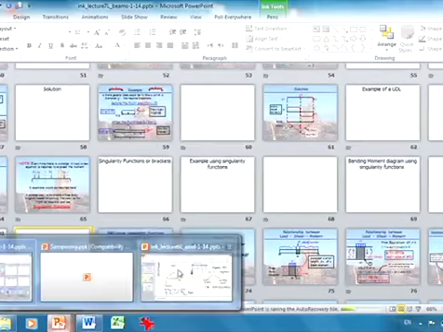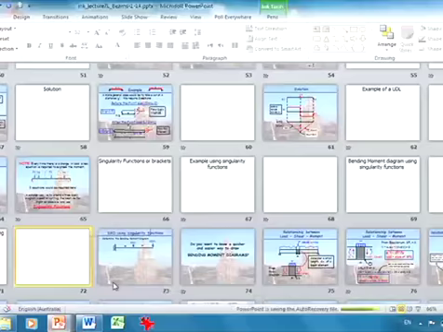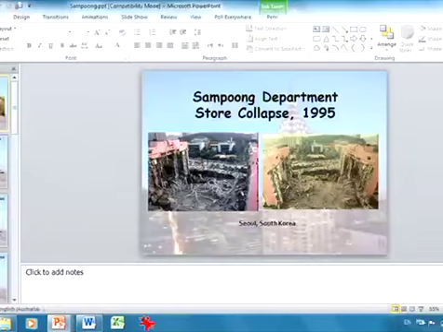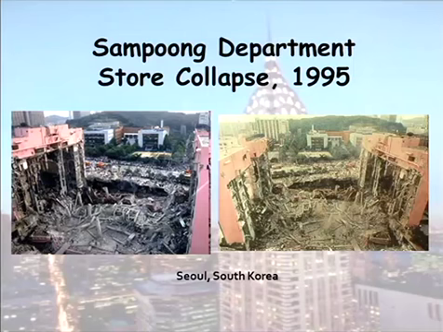Okay. What happens when you can't draw a bending moment diagram? Well, not true. What we have here is a department store, Sampoong department store in Korea. That area you're looking at there is 61.6 metres by 50.4 metres. 4 or 5 stories, the whole thing collapsed.